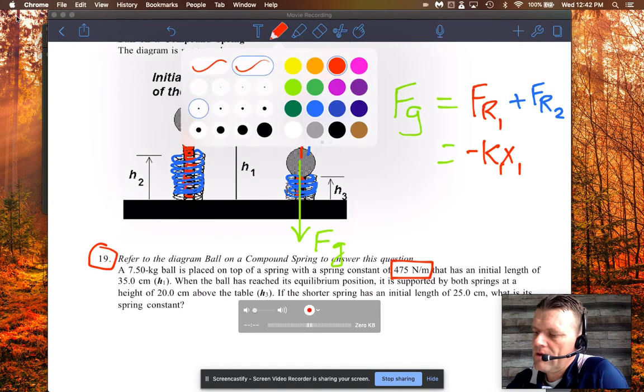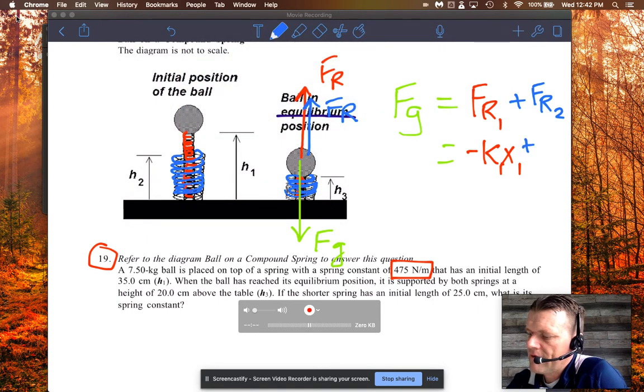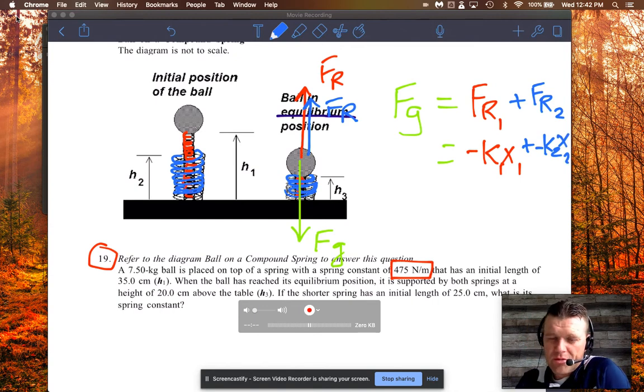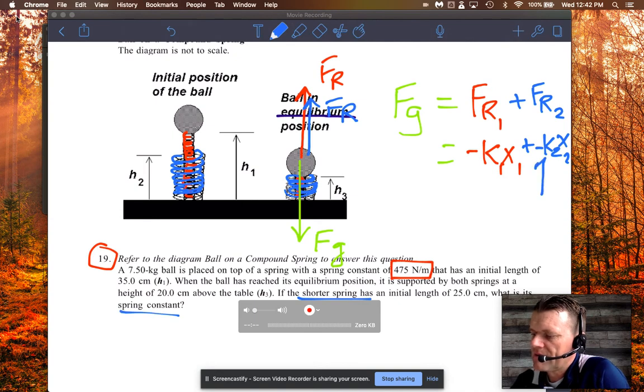And we're also going to have a negative k2x2. Okay, sorry, I ran out of space there. So we have the restoring force from spring number one and the restoring force from spring number two. What you have to be careful of, of course, is getting the right k values first. So I think we got the red one okay. Right, the shorter spring. What is the spring constant? We don't know what that one is. So in this case, that's my unknown. The force of gravity, of course, is m times g.